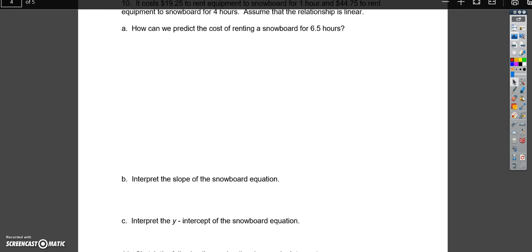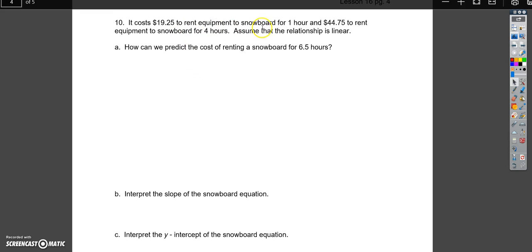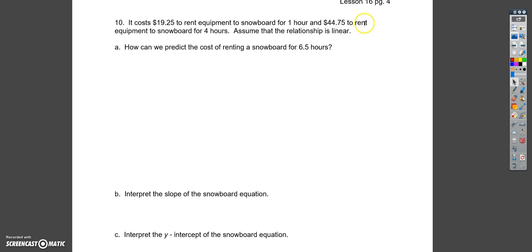Make this smaller to get all of that in there. Alright, so it costs $12.95 to rent a snowboard for 1 hour and $44.75 to rent equipment to snowboard for 4 hours. Assume that relationship is linear. How can we predict the cost of renting a snowboard for 6.5 hours? So we would want to make an equation, and then we can put the 6.5 in there and predict.